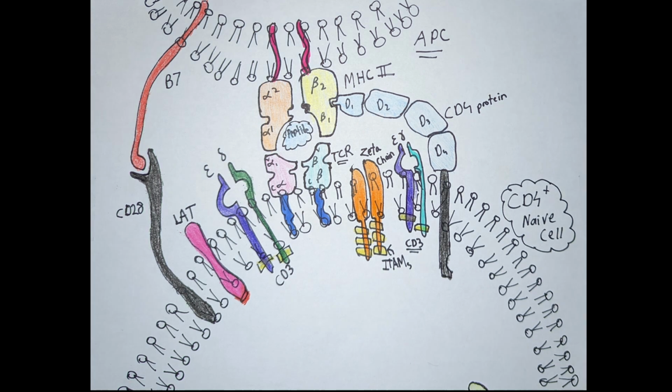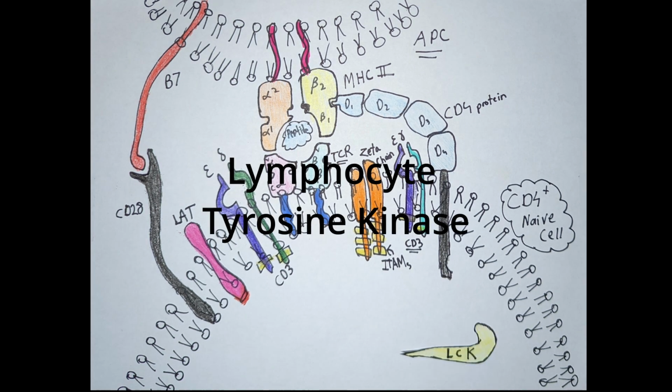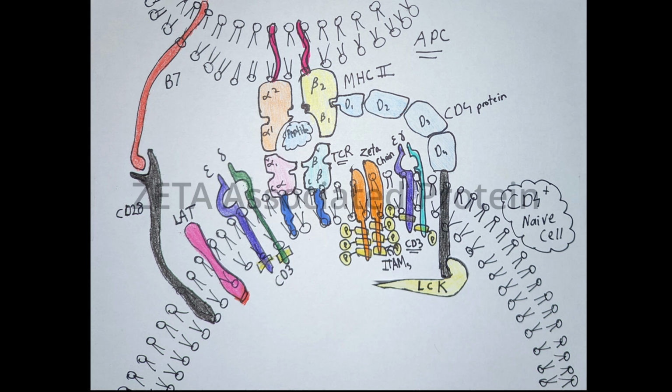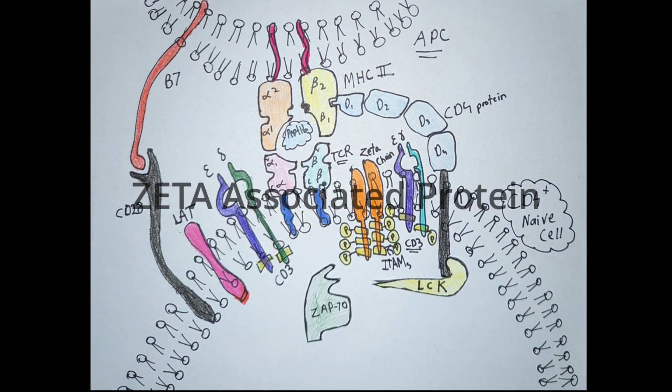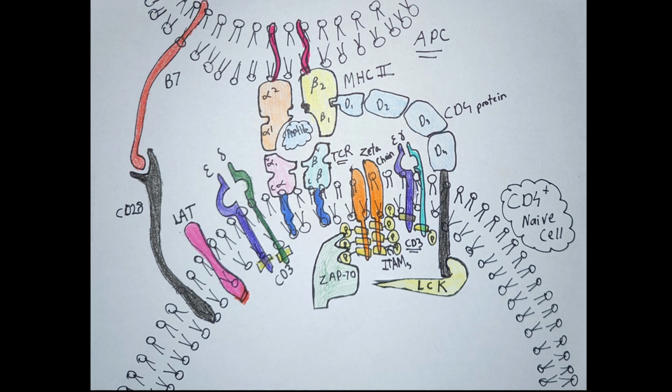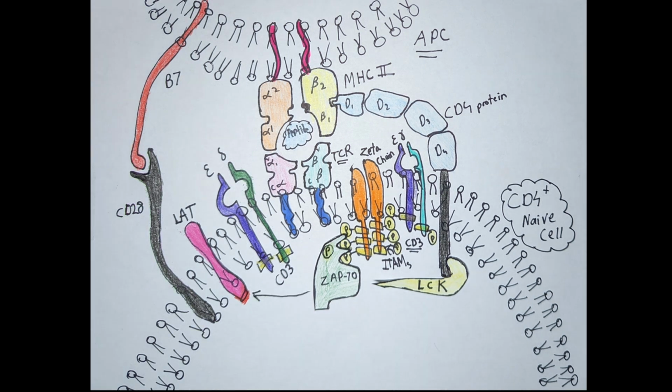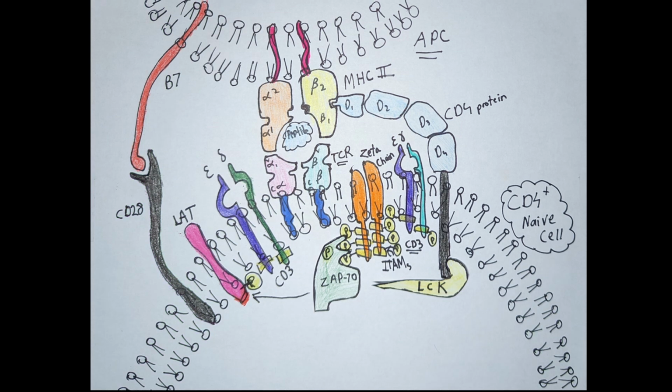Due to the first signal, the LCK protein attaches to the cytoplasmic tail of the CD4 protein. Then, it phosphorylates all the ITAMs on the zeta chain and the CD3 protein next to it. This causes the ZAP70 protein to attach to the ITAMs. The ZAP70 gets phosphorylated and then it activates and phosphorylates the LAT protein.